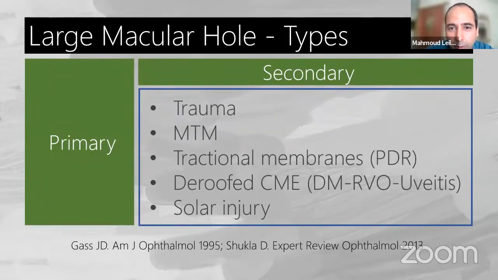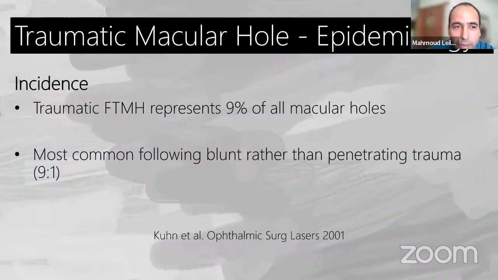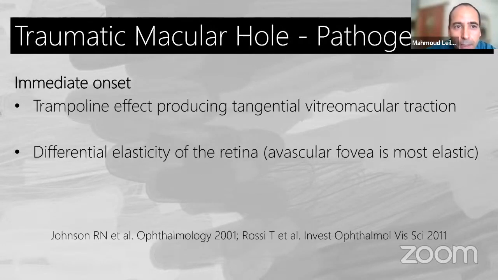Large holes could be primary or secondary to trauma, myopia, diabetic fibrovascular membranes, chronic cystoid macular edema, or solar injury, among others. By far, trauma is the most common cause of secondary macular hole, representing 9% of all holes. And traumatic macular holes usually develop following blunt rather than open globe injury in a ratio of 9:1. Traumatic macular holes, in most cases, develop immediately after the trauma.